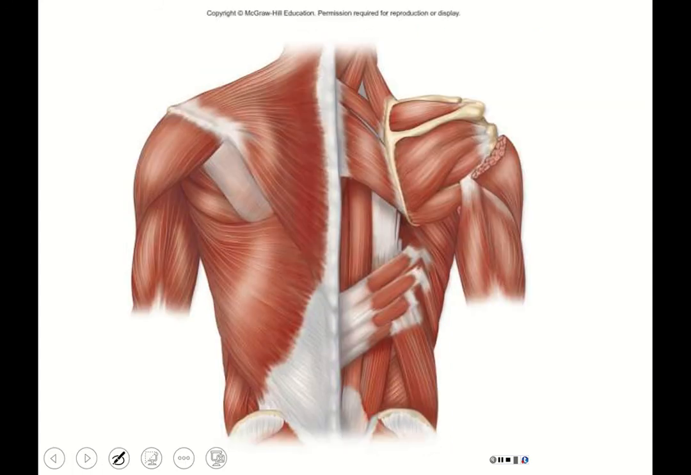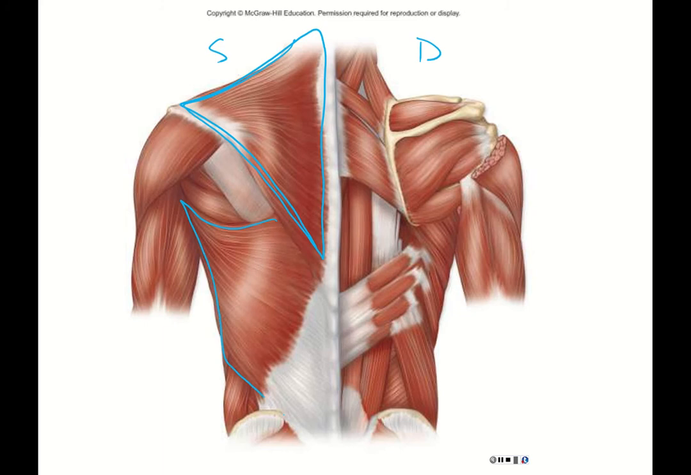Okay, on the back, superficial and deep again. You've got trapezius. Trapezius is a really, really big muscle. You've got latissimus dorsi. That's also a really, really big muscle. And then once you start removing those muscles, you can see all of these various muscles that are connected to your scapula. So hopefully you've already learned all the different parts of the scapula when you were learning the skeletal system, but now it will make a little bit more sense.